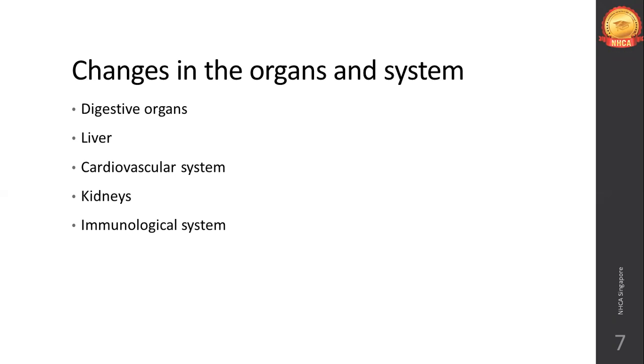Immunological system, immunity, that's very clear. The immunity falls. The child is prone to a lot of infections, recurrent infections and diseases. T cells will reduce, lymphocyte levels will reduce. These T cells and lymphocytes are the ones that defend your body. They are the defense system of your body.